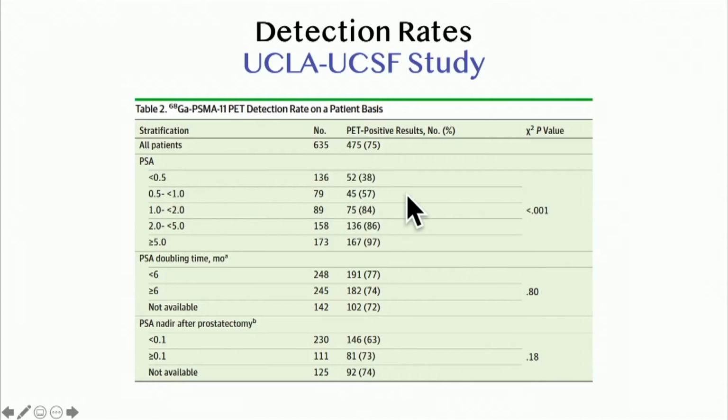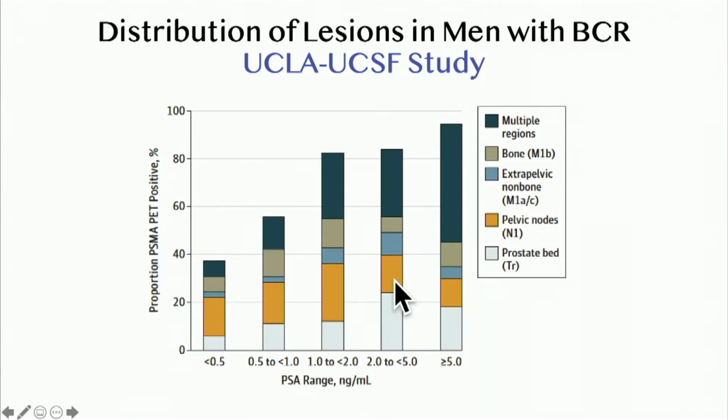PSA is less than 0.5. We saw disease in 40% of patients. 0.5 to 1, 57%, getting all the way up to 97% of patients with PSA greater than 5. Importantly, PSA doubling time did not seem to make a difference in terms of the detection rate. So the detection rates were the same whether the PSA doubling time was short or long. It also didn't seem to make a difference what the PSA nadir after prostatectomy was, low or high. The detection rates were quite similar and certainly not statistically different.